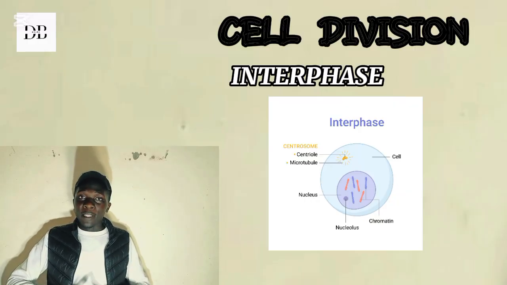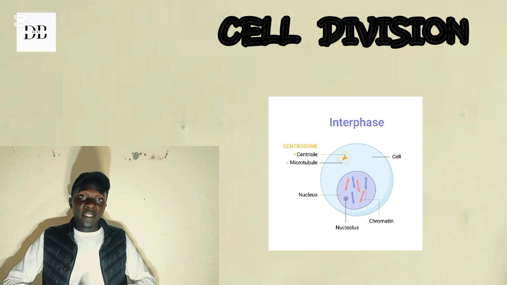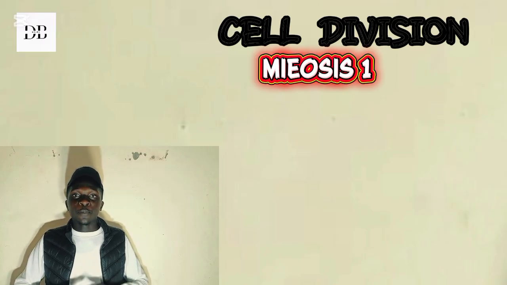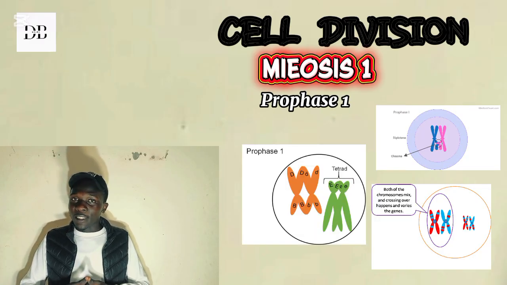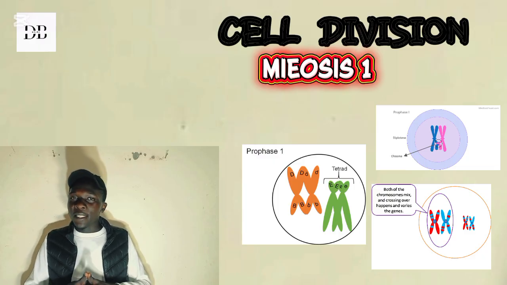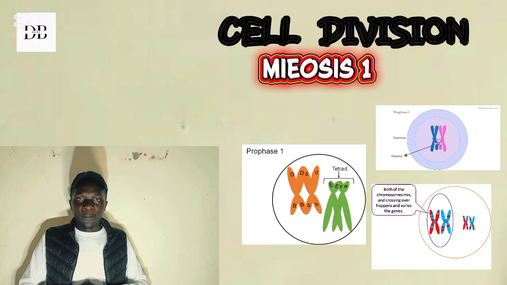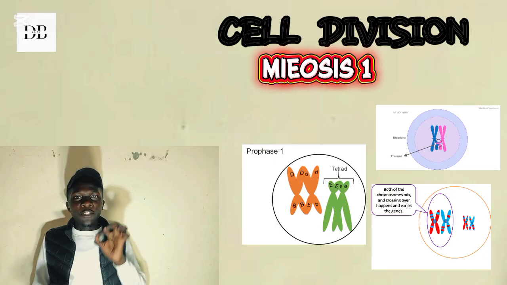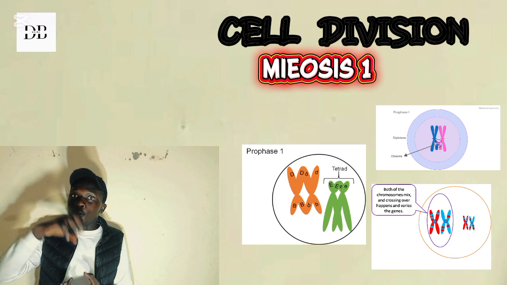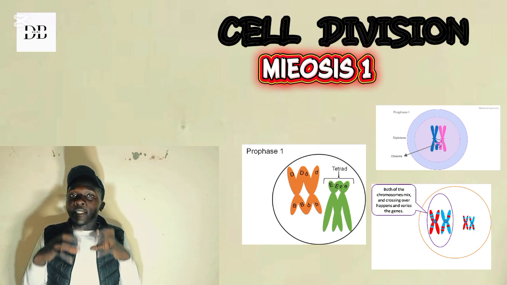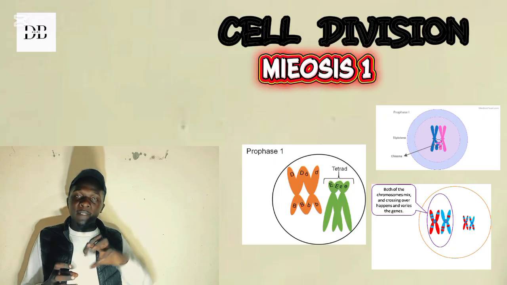So let us begin with the first stage of meiosis, which we call meiosis I. In meiosis I, the first stage is called prophase I. What happens in prophase I is very similar to what happens in prophase of mitosis, where the nuclear envelope breaks. This nuclear envelope breaks so that the chromosomes inside the nucleus can be released into the cytoplasm so that cell division can start taking place.